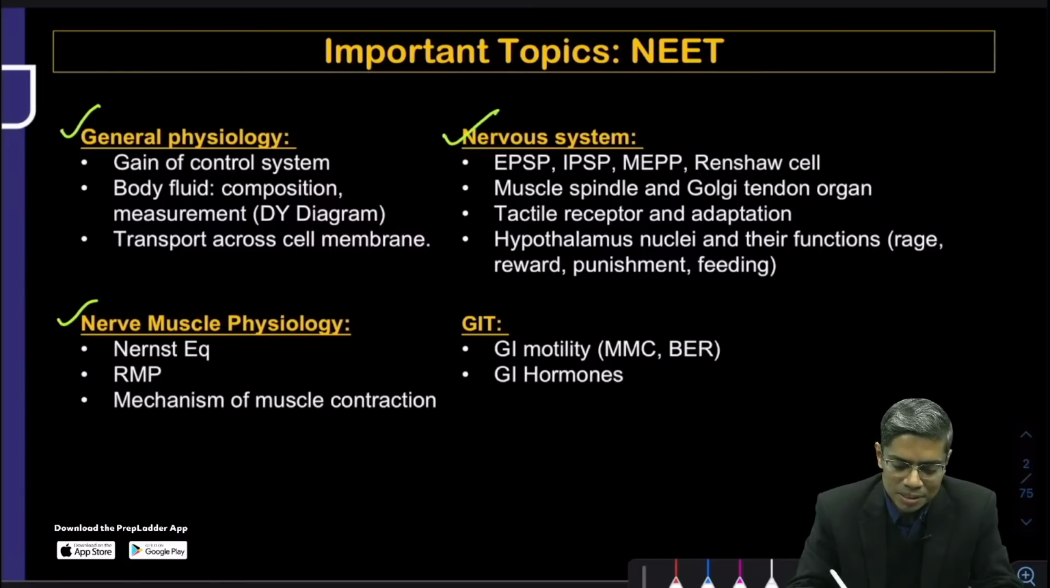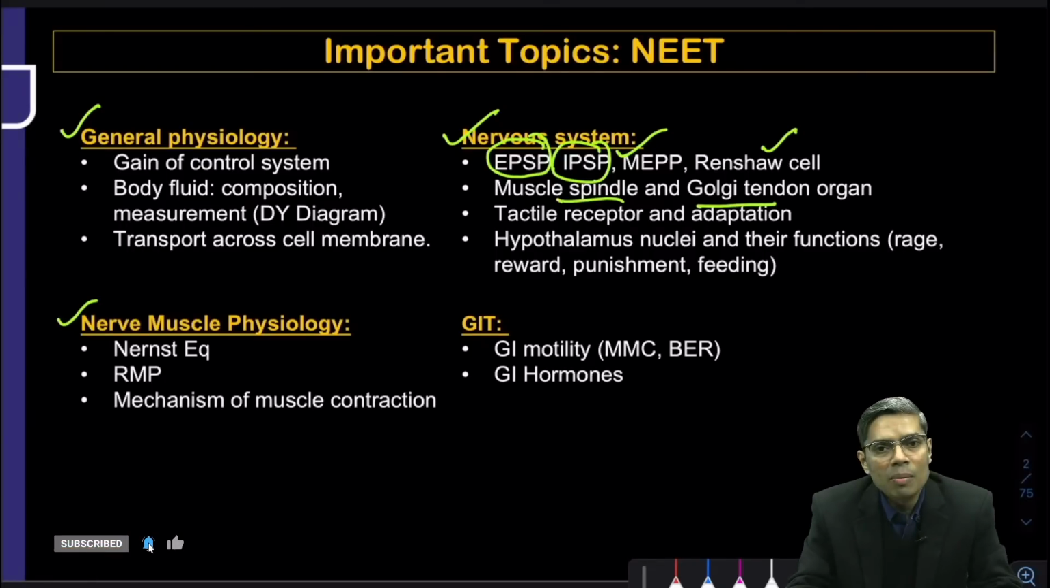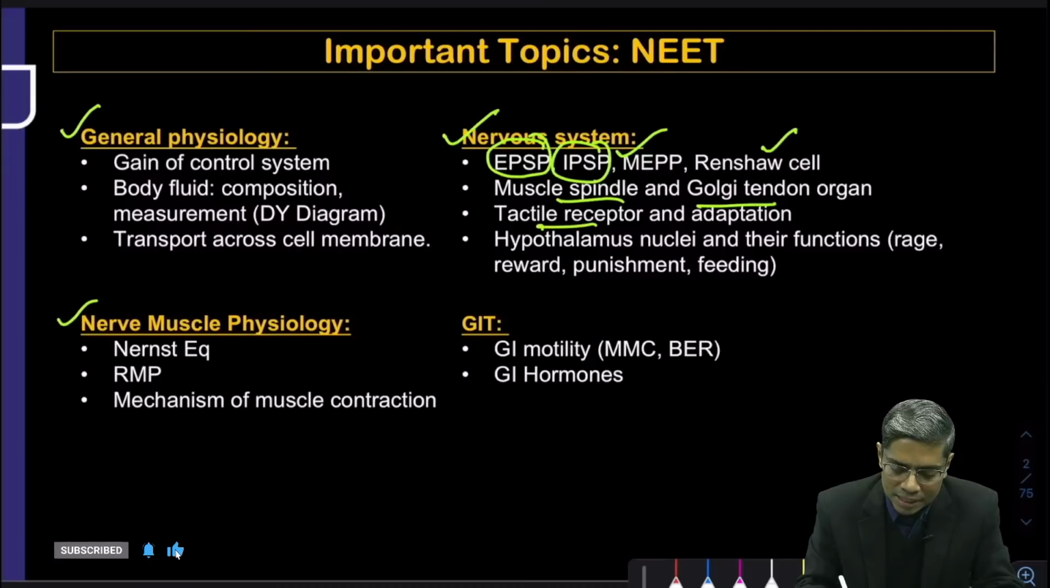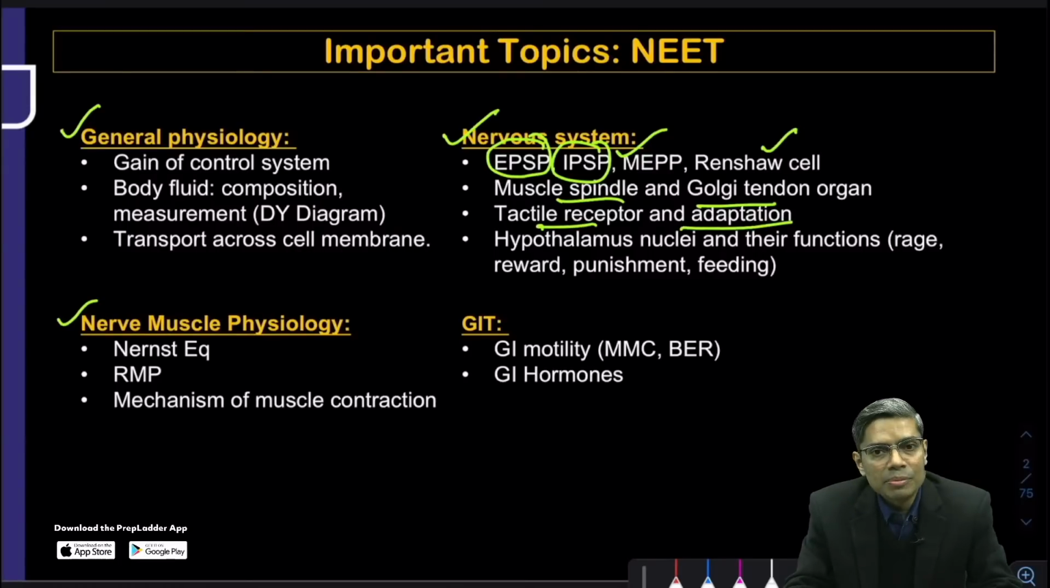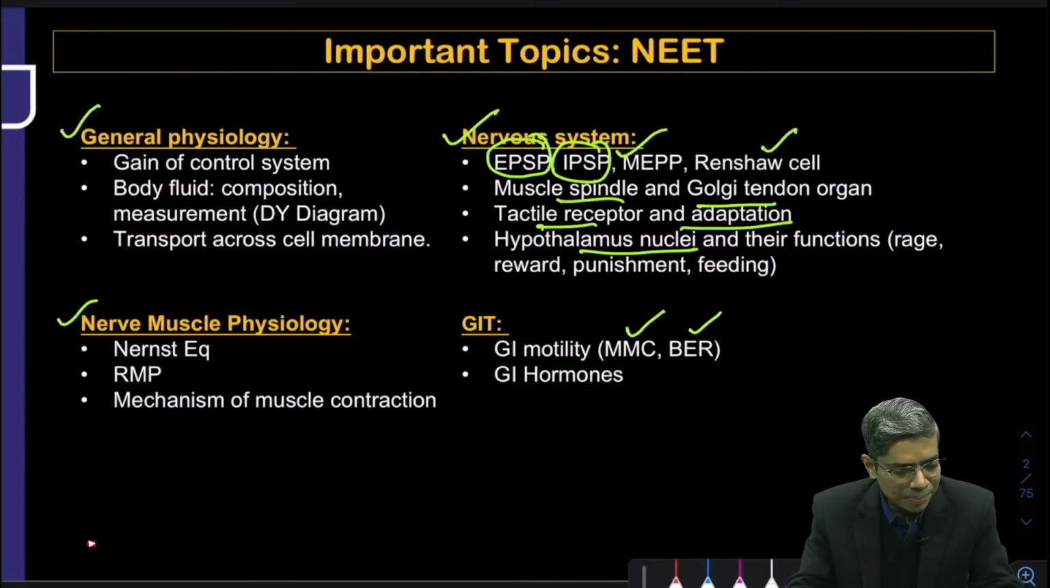Similarly, in the central nervous system, EPSP, that is the excitatory postsynaptic potential, inhibitory postsynaptic potential, motor end plate potential and Renshaw cell inhibition are very important topics. All of you know the muscle spindle and Golgi tendon apparatus, along with the tactile receptor and the adaptation phenomenon of the receptor; you have to read all these things. In hypothalamus, particularly the nuclei of the hypothalamus and their functions are important. Similarly, in GIT at least read the migratory motor complex and basal electrical rhythm.